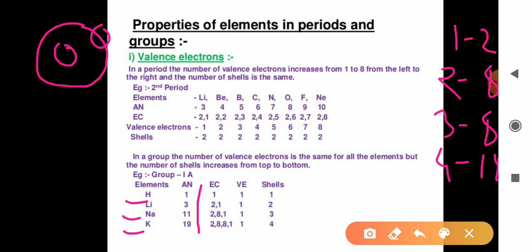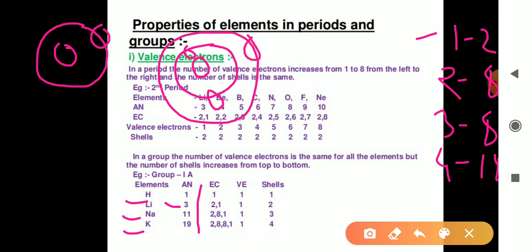Then lithium, sorry, lithium is second. So for lithium, nucleus, first shell. Now we know in the first shell the maximum number of electrons is 2, so we can draw 2 electrons in the first shell. Now total electrons for lithium are 3, so we have to draw one more shell, and that shell contains 1 electron. Okay, so this is for lithium, this is for hydrogen.